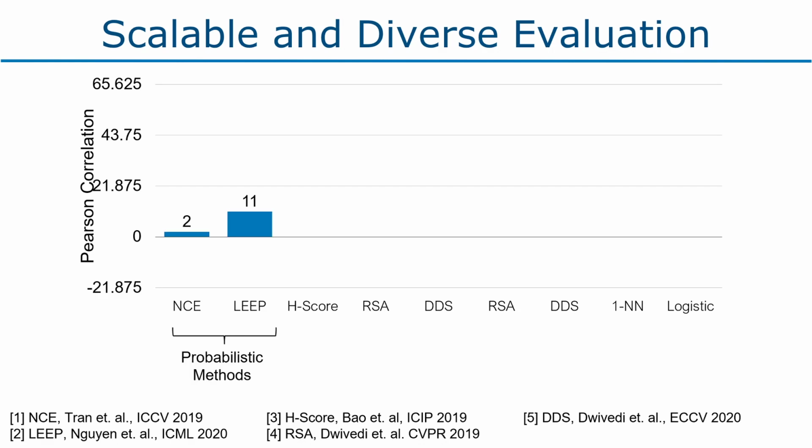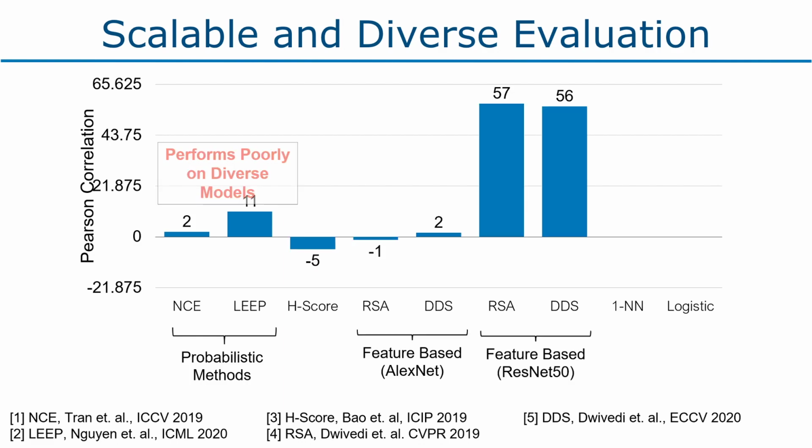NCE and LEAP perform very poorly because of the small probe set, as well as having to compare across different source models. Notably, they also suffer from changing the evaluation criteria from comparing across target datasets to comparing across source models like we do. This fact was very surprising to us, so we encourage you to read the details in the paper. RSA and DDS do well, but they require training an additional model to make this recommendation. And if you choose the wrong architecture, these methods also fail catastrophically. For instance, RSA using ResNet 50 does well here, but RSA using AlexNet gets no correlation.